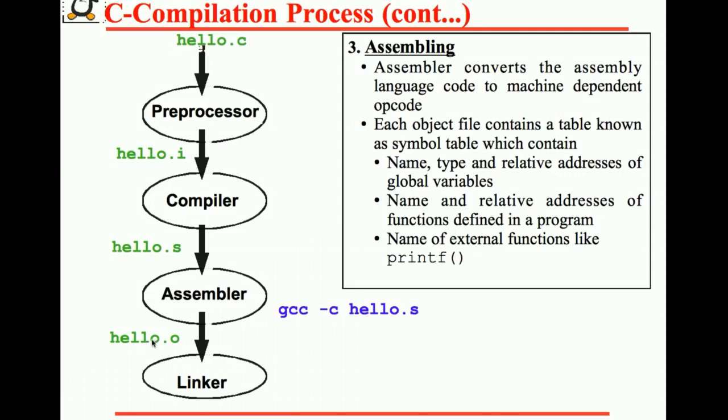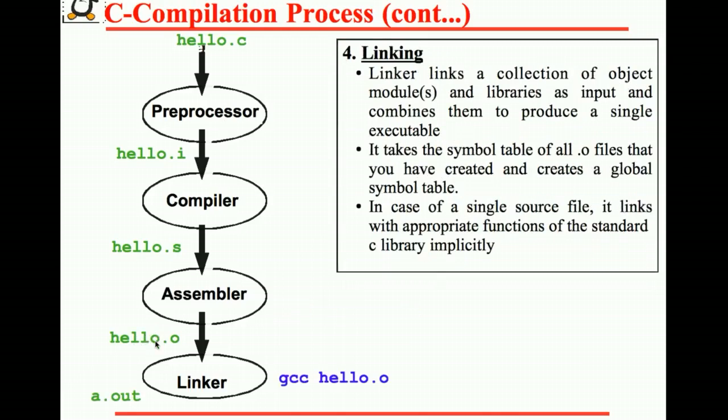For example, we have used printf in this .c file, which has not been defined by us; it is defined somewhere else. These symbols are all mentioned in this .o file. And finally, let me finish it up, the linking phase. The linker takes a collection of object modules and libraries as input and combines them to produce a single executable.